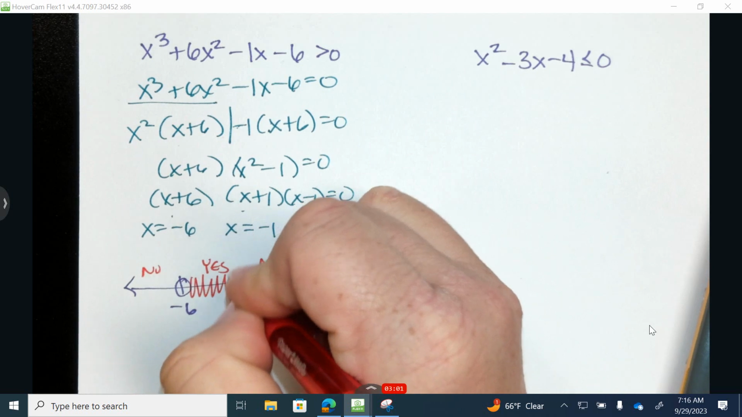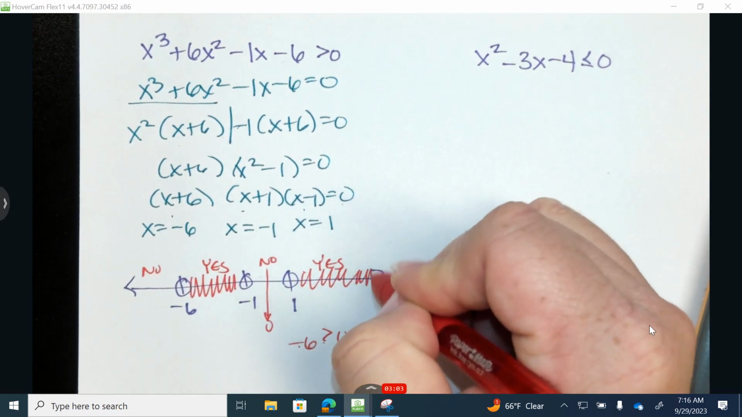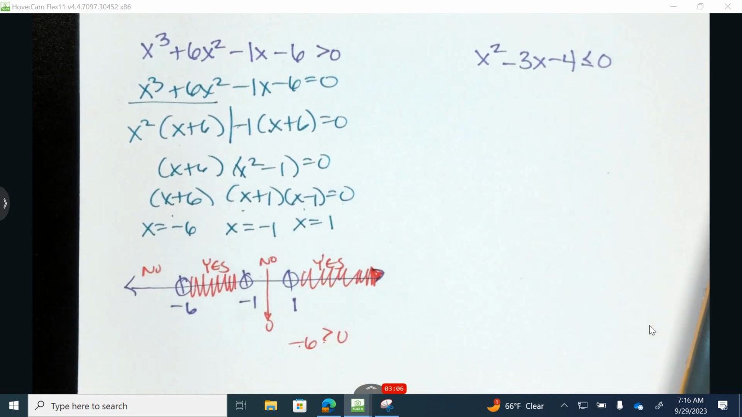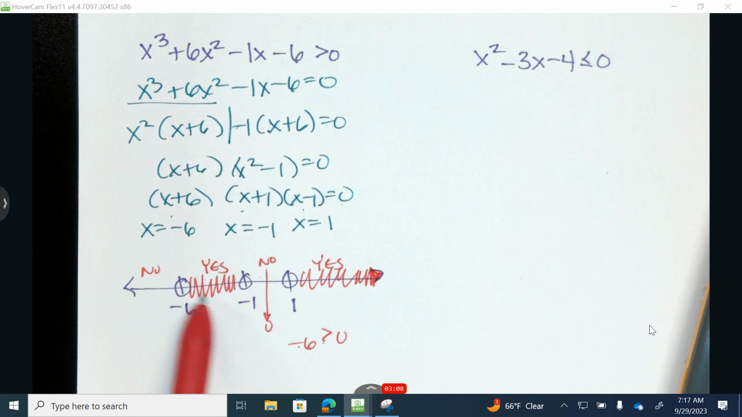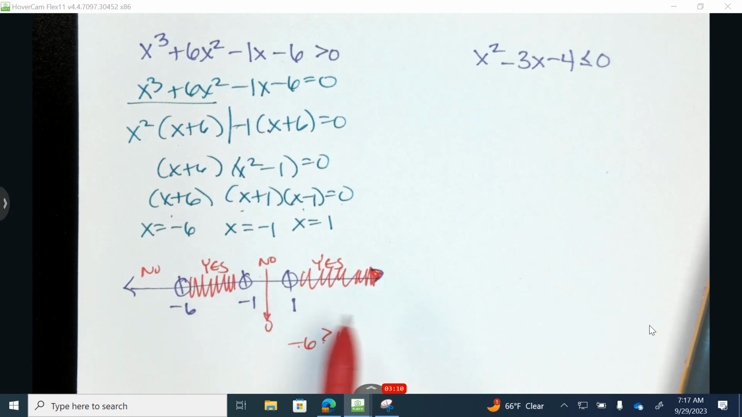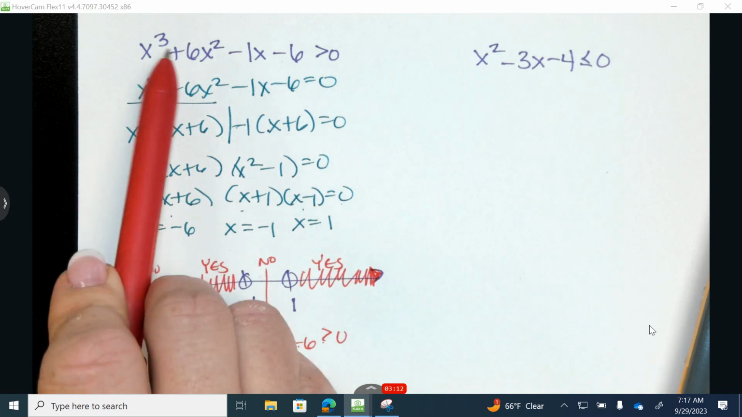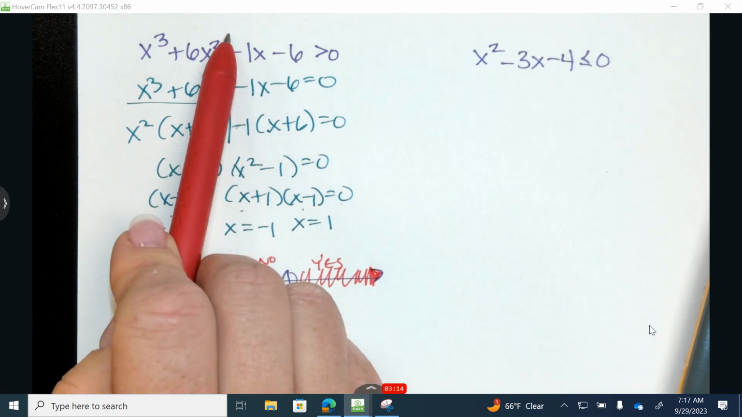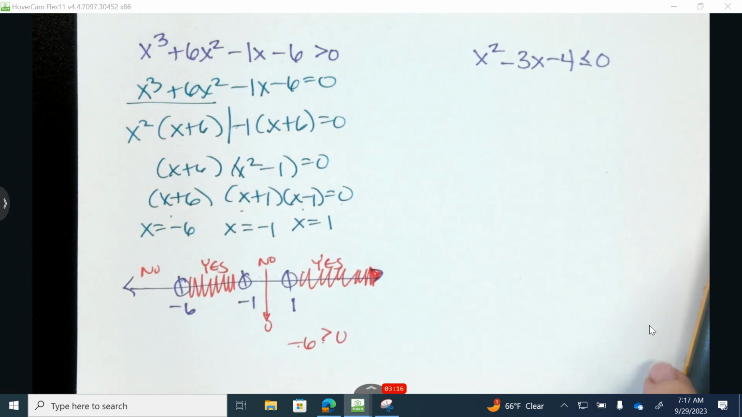Wherever it's yes, I shade. What does that really mean? Because we don't want to just go through the procedures and not understand. It means I could choose any number in here like -5, -4, or +3, and if I plugged it in, it would make this a true statement. Let's go on to the next one.